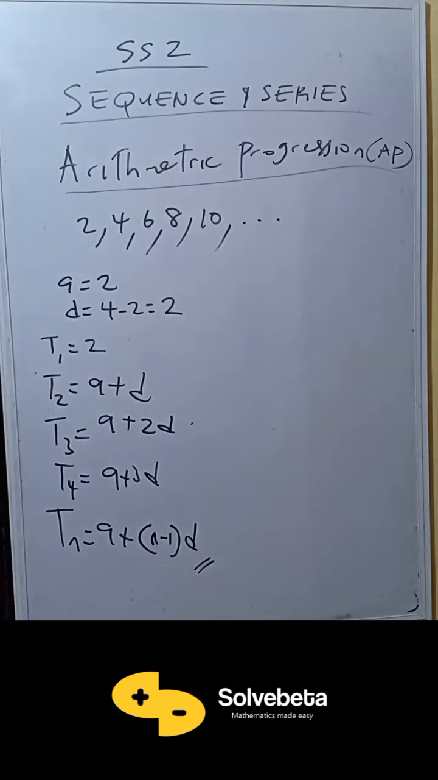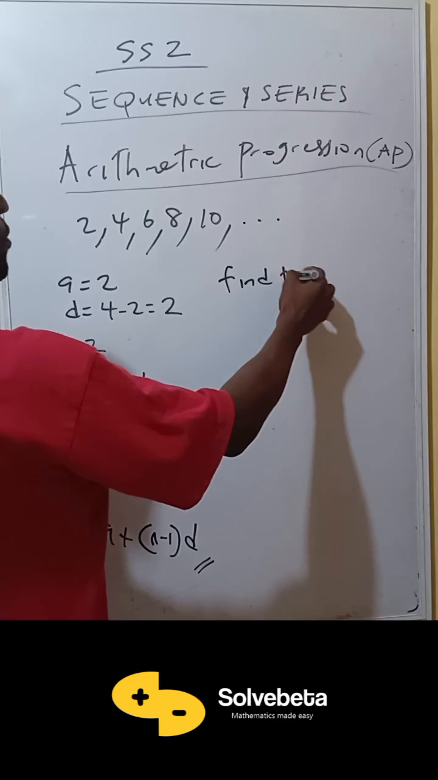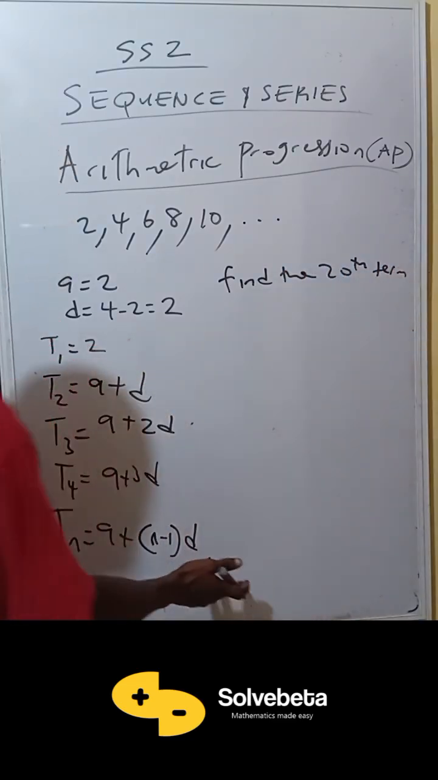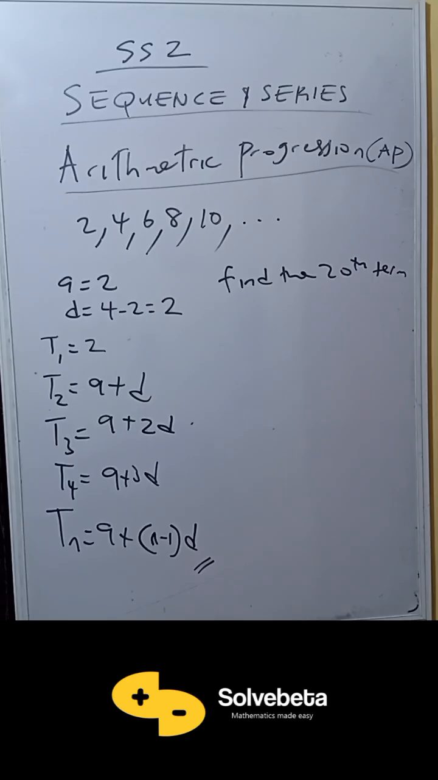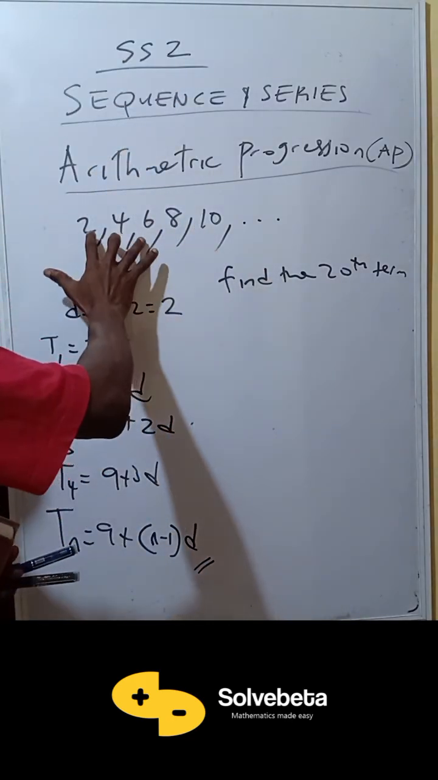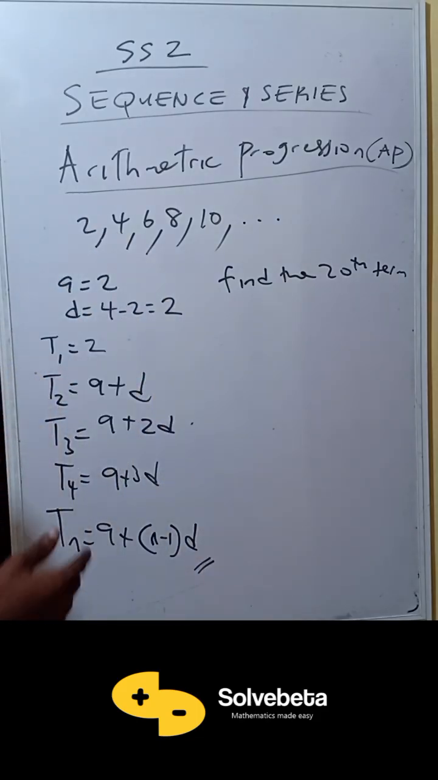This is the formula. From this we can be asked to find the 20th term. The importance of this formula is that we might not be given all the terms; in fact, we can just be given 3 terms of this arithmetic progression. We can be asked to find the 100th term. So how do you find the 20th term?